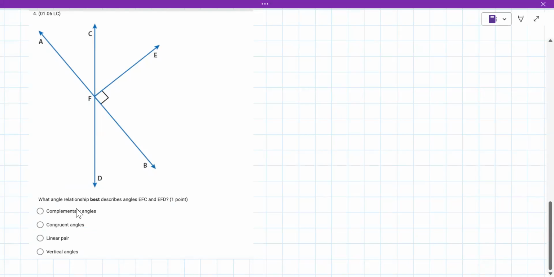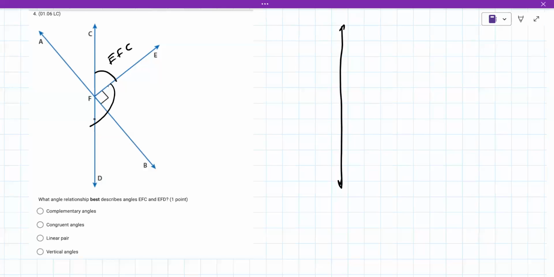What angle relationship best describes angles E to F to C? So this is the angle right here. That's E to F to C. Sometimes it's good to label that. And E to F to D is this one right here. Notice they fall in a straight line. Sometimes there are extra lines that you don't need, like for example that line AB. You don't really need that.